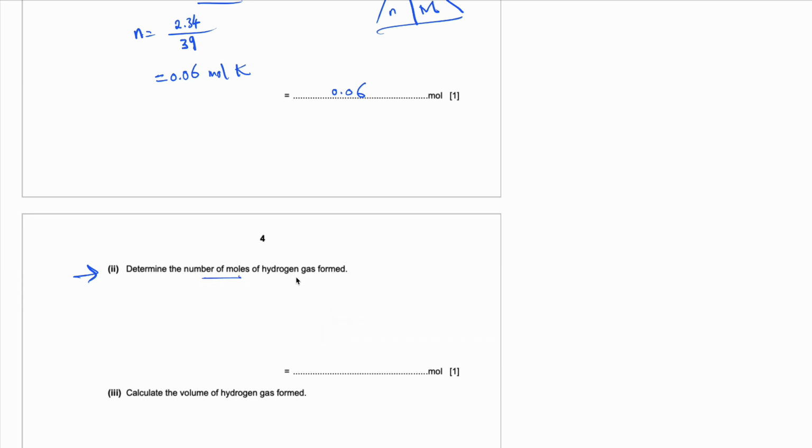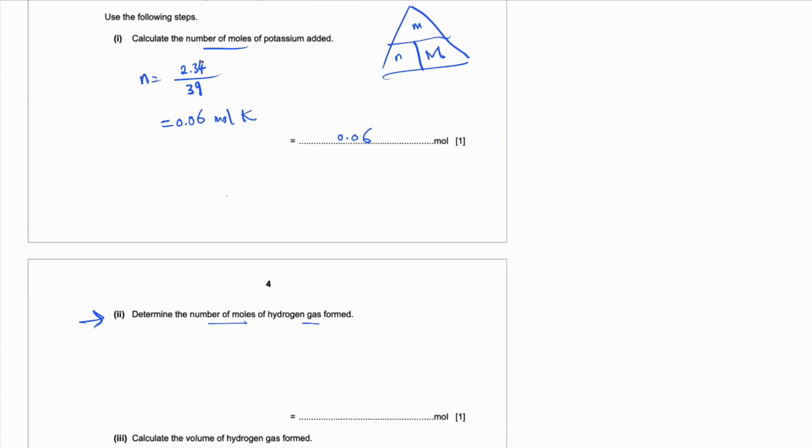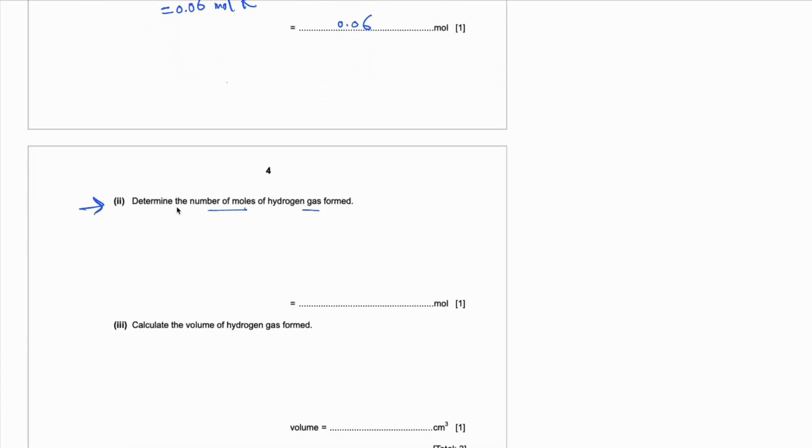Next point, determine the number of moles of hydrogen gas formed. Now he wants the number of moles of the gas. According to the balanced chemical equation, the ratio between potassium and hydrogen is 2:1. So for every 2 moles of potassium, 1 mole of hydrogen gas is going to be released. So you may divide by 2 or multiply by a half. So that gives you 0.06 divided by 2 or multiplied by a half, which is known as the mole ratio. And that gives us 0.03 moles of hydrogen. So the answer is 0.03.